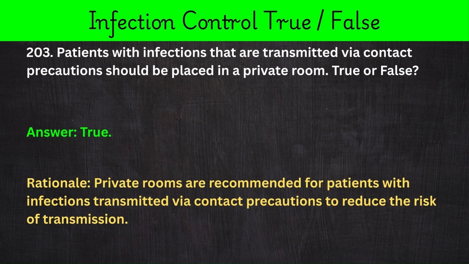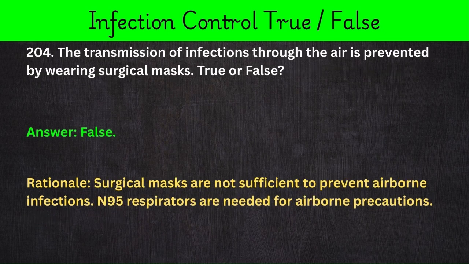203. Patients with infections that are transmitted via contact precautions should be placed in a private room. True or false? Answer: true. Rationale: private rooms are recommended for patients with infections transmitted via contact precautions to reduce the risk of transmission. 204. The transmission of infections through the air is prevented by wearing surgical masks. True or false? Answer: false. Rationale: surgical masks are not sufficient to prevent airborne infections. N95 respirators are needed for airborne precautions.